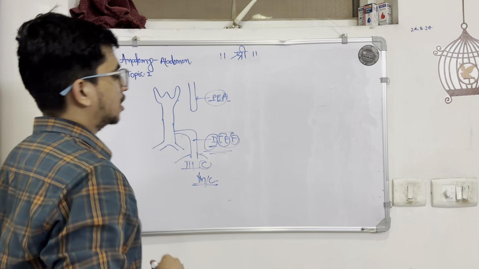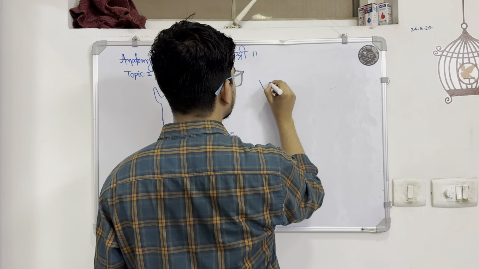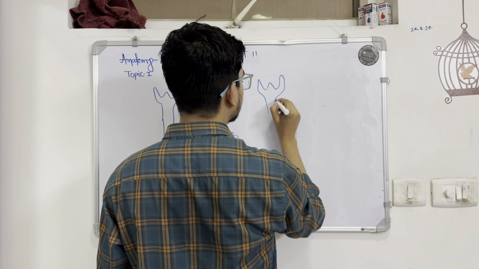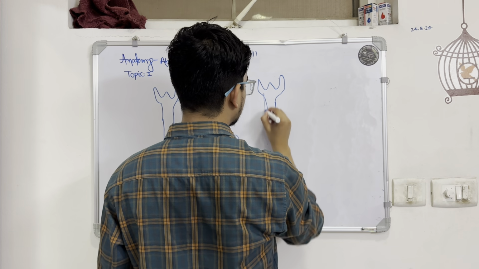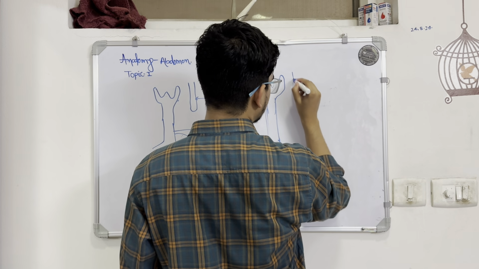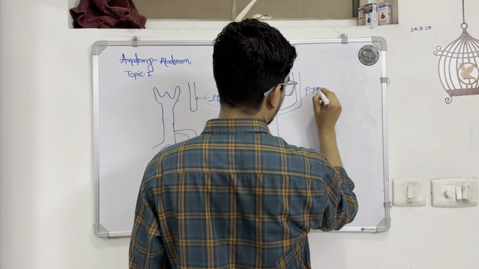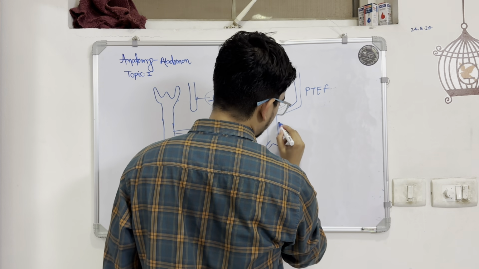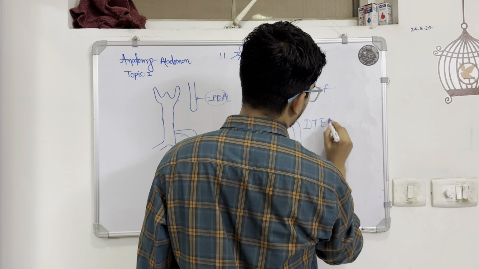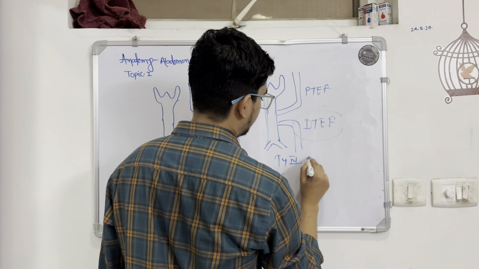Coming to type 4, type D, trachea. This is the formation of a proximal tracheo-esophageal fistula along with a distal tracheo-esophageal fistula. This is type 4 or D.